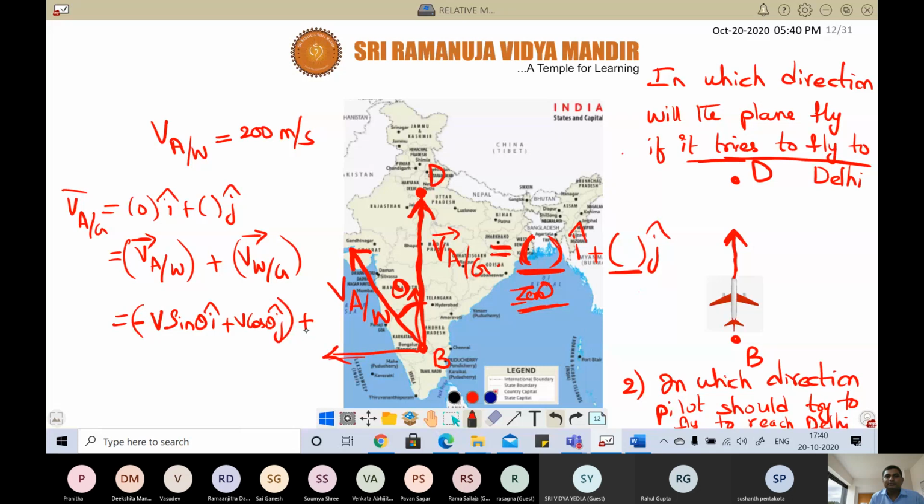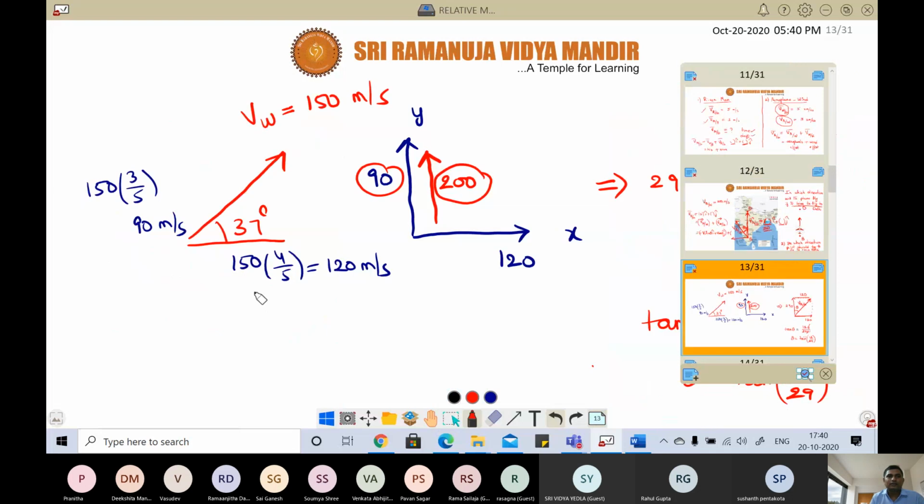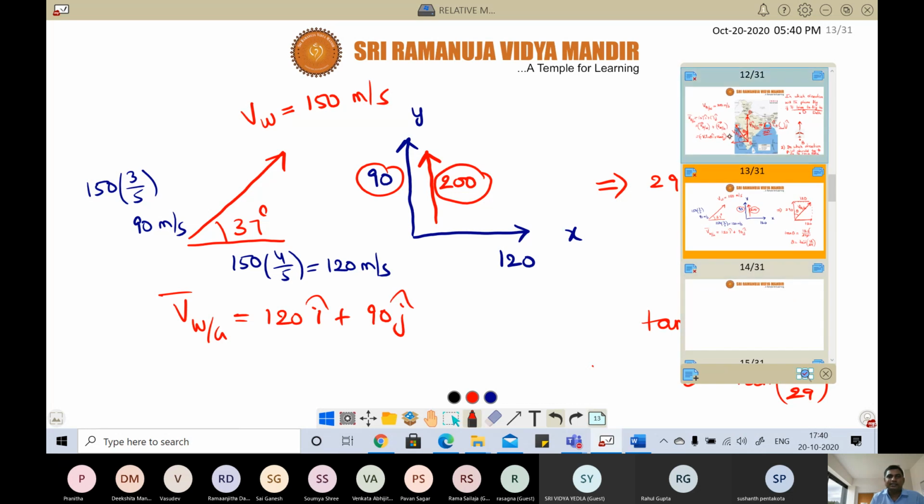Okay. Plus velocity of wind with respect to ground. How much do we have? Velocity of wind with respect to ground is how much? Tell me in terms of vector. Velocity of wind with respect to ground is what? 120 i cap plus 90 j cap. Correct or not? 120 i cap plus 90 j cap.